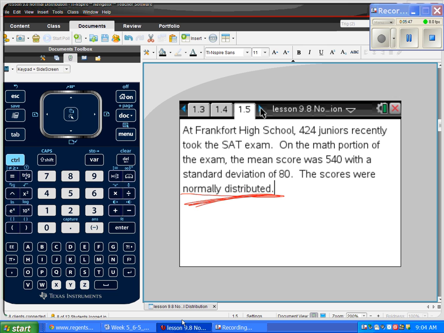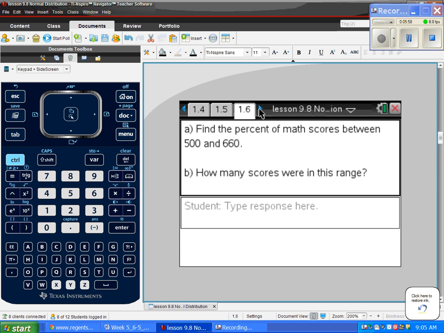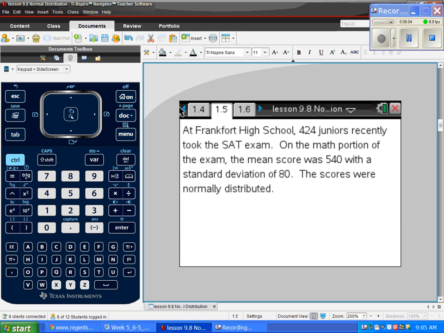Two slides, yeah. If it doesn't say normally distributed, you cannot use that curve unless it says it. But it says it here. We're in luck. All right. We're going to find the percent of math scores between 580 and 660. We look here. We see the mean was 540. We see the standard deviation was 80.